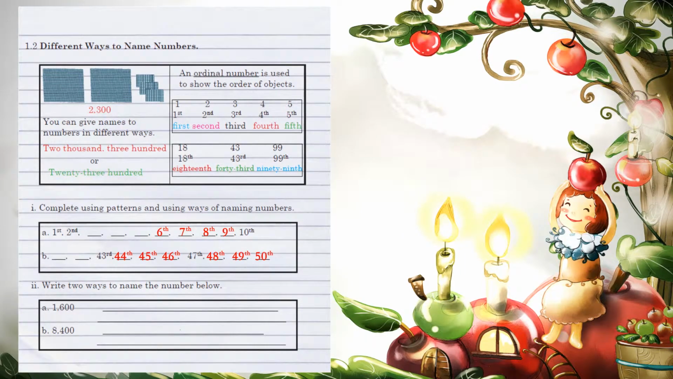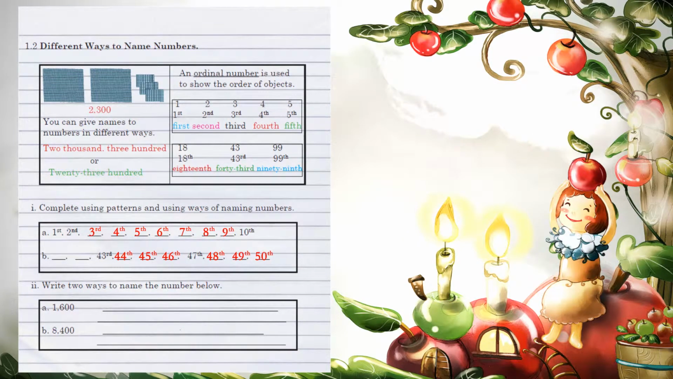Unit 1.2, different ways to name numbers. If you're in a race and you come in first place, that is the same thing as saying you are number 1. So there are different ways that you can write your numbers. Let's look at example 1. In A, I have first, second. What's going to come next would be 3, which would be third. Then next would be 4, which is fourth. And then 5 is the same thing as fifth, and so forth.